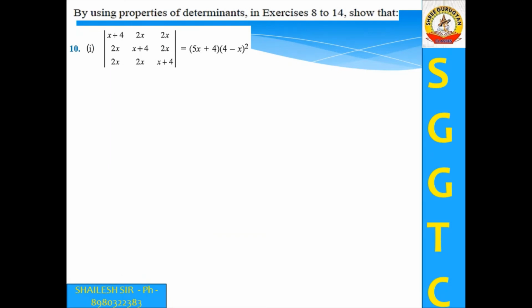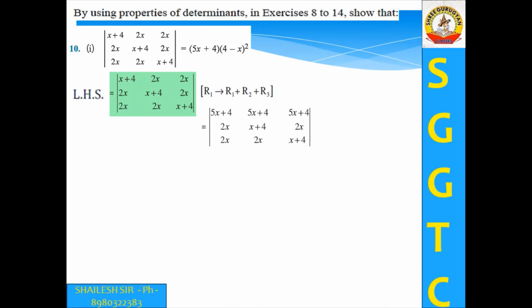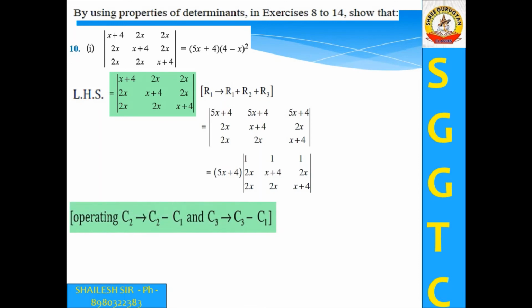Question number 10 first. X plus 4, 2x and 2x, and you prove 5x plus 4 times 4 minus x square. So it is very easy. Your LHS first, think about zeros. Either by common wise or by preparing zeros. Students, both ways are true. Here, common taking wise. So row 1 is added to row 2 and row 3. It means the second row and third row, both are added in the first row.